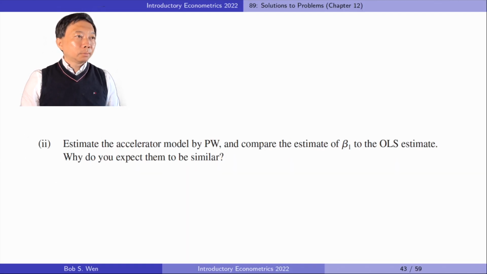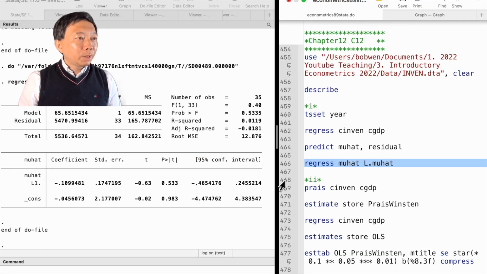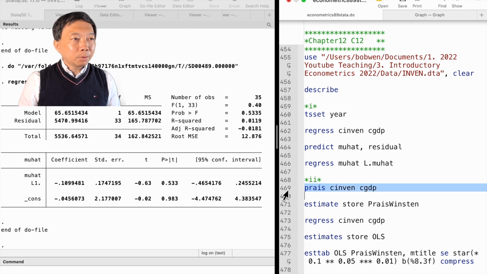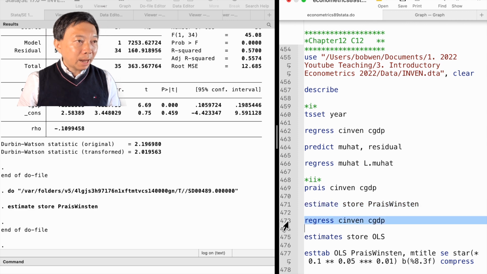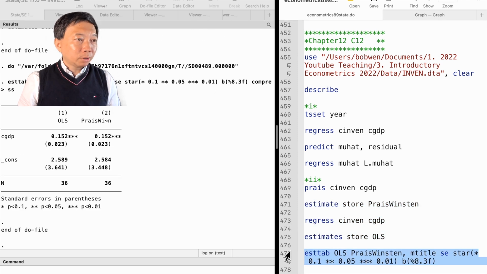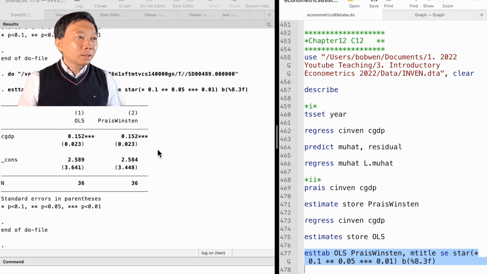In part 2, estimate the accelerator model by the Prais-Winsten method and compare the estimate of beta 1 to the OLS estimate. Why do you expect them to be similar? The Prais-Winsten estimation is a feasible GLS method for AR1 serially correlated errors. Since there's little evidence of serial correlation in the errors, the estimates are similar to the OLS estimates.